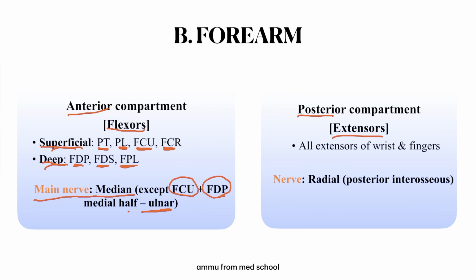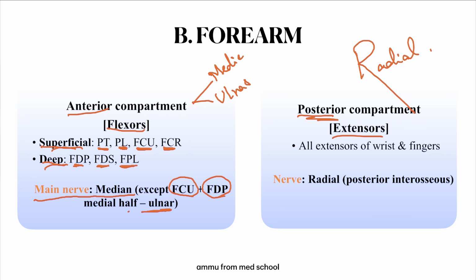So you have two bones here. One is median, one is ulnar. In the posterior compartment, again, P for posterior, put a line, it's a radial nerve. And all the extensors of wrist and fingers are in the posterior compartment.